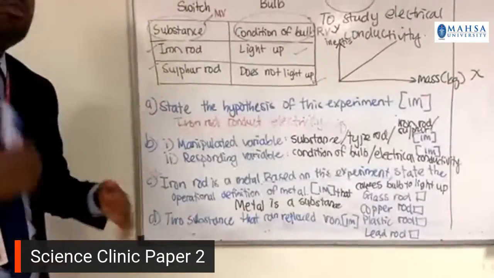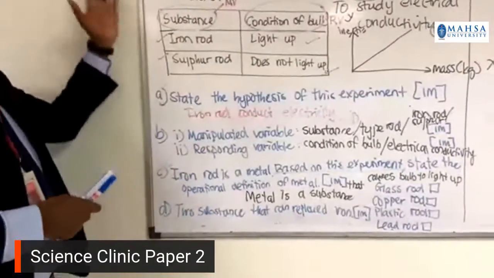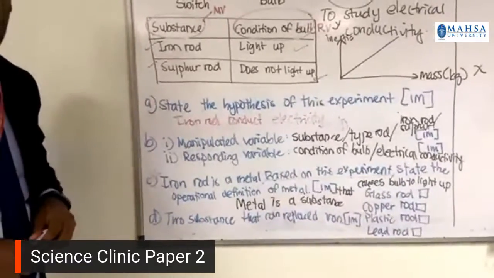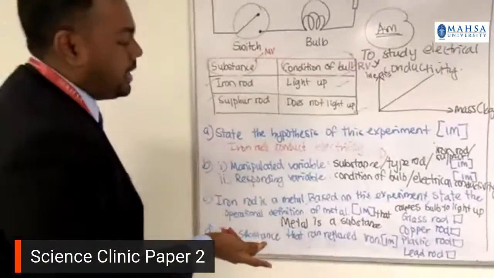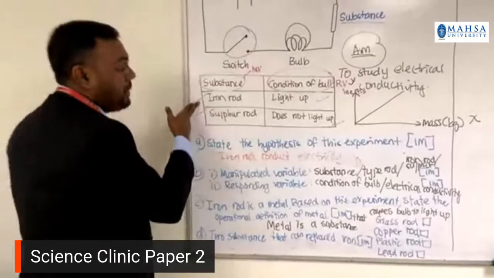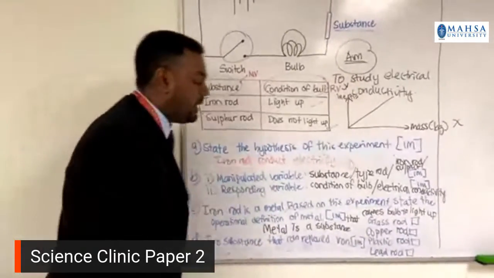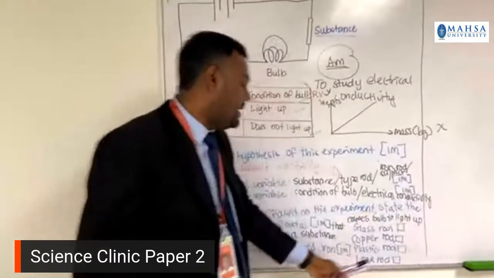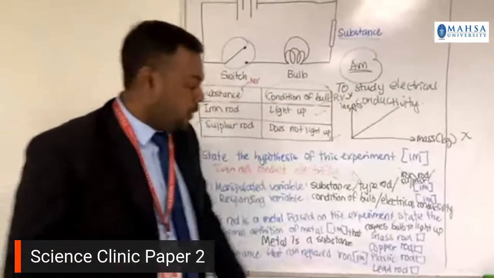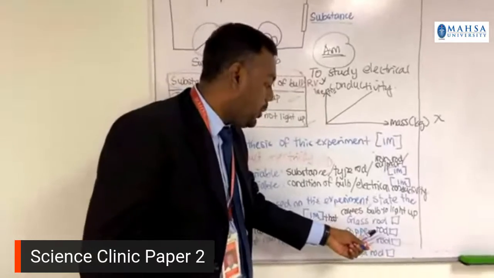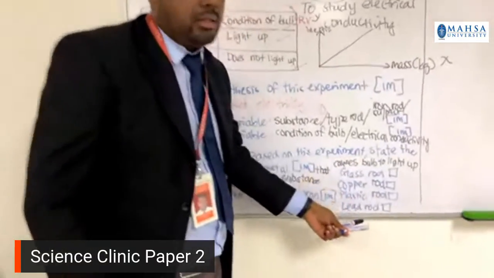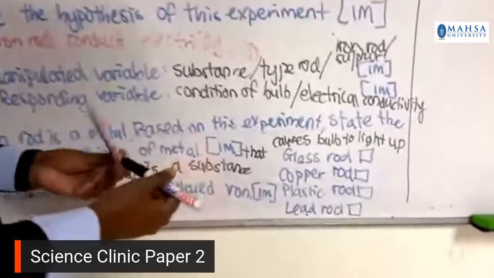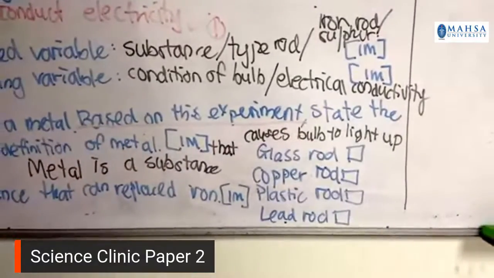This one is just to test your understanding of whether you know the concept of this experiment or not. So which ones can we use to replace the iron? Iron is a metal, so it lights up. You're given 4 choices, no worries. What is your role? You just have to pick and collect the last 1 mark. You're given glass rod, copper, plastic, and lead. So it's very simple. You just have to choose the answer which is a metal.